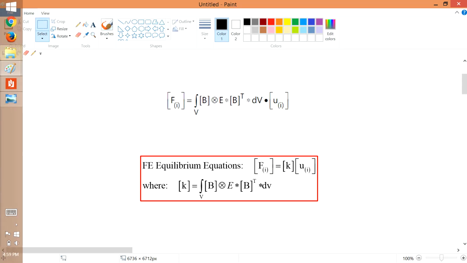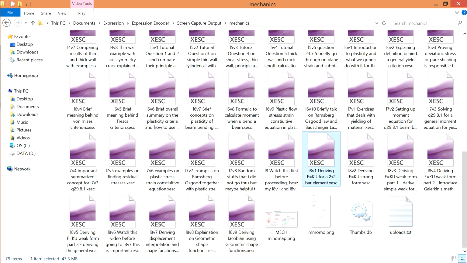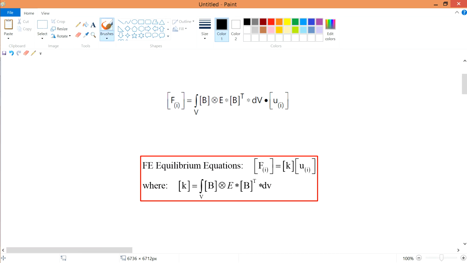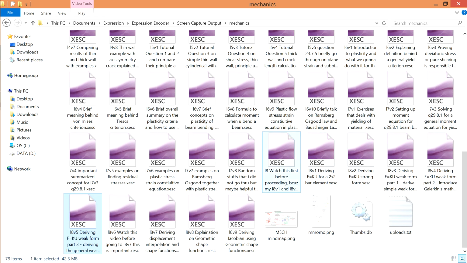Alright, if you find this unfamiliar, this is the equation that we have derived from lesson 8 videos 1, 2, 3, 4, 5 all the way. This equation is your F equals Ku weak form. I just want to show you, this piece over here, including the integration part, this whole thing is our K matrix. This is our U and this is our F. Force equals Ku, and it's discussed in the first 5 videos of this lesson 8.